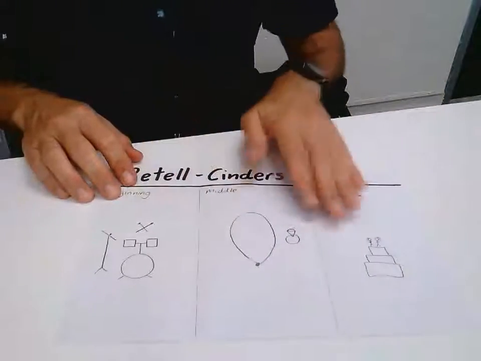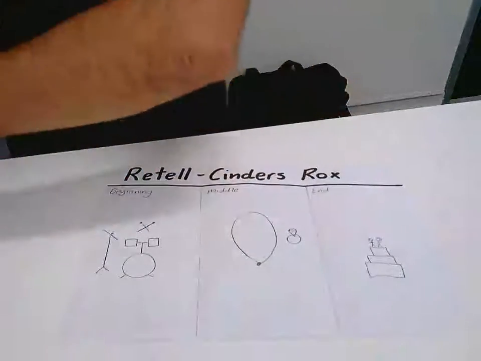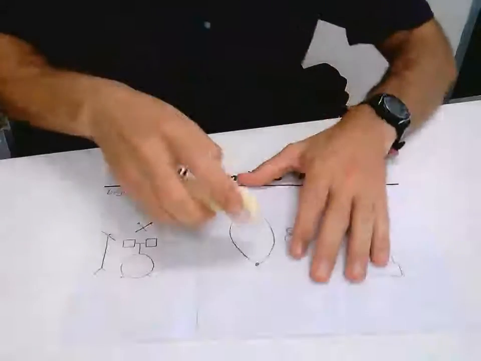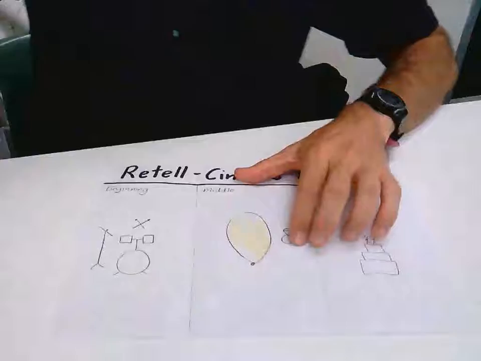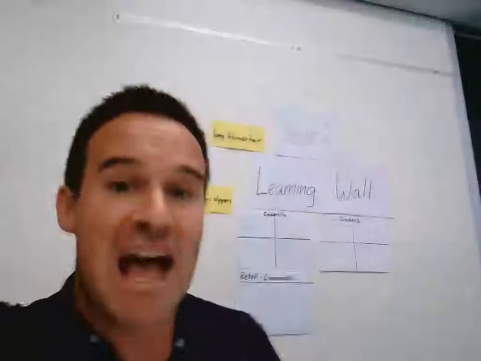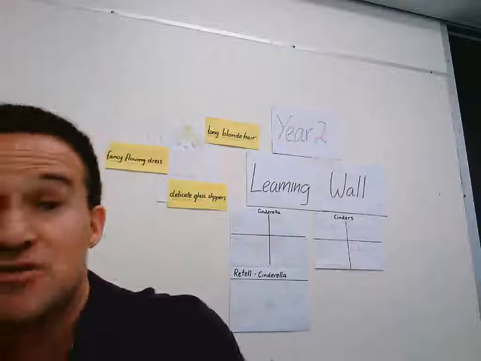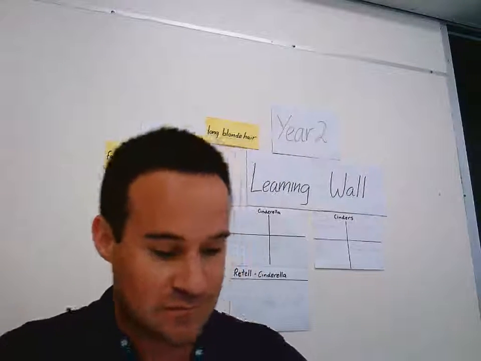So this is my quick visual retell. If you would like to, you can add some more detail to yours. Perhaps you'd like to choose some colours. I might colour in my lemon here a bit of yellow, so I've got a nice sour lemon. And then we're going to add it to our learning wall. So our retell goes just underneath our character profile on this side of our learning wall.